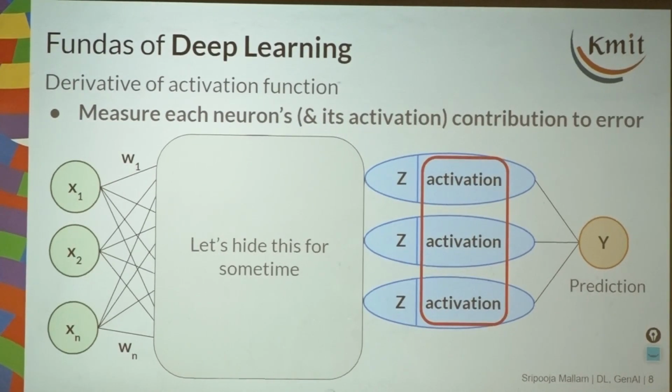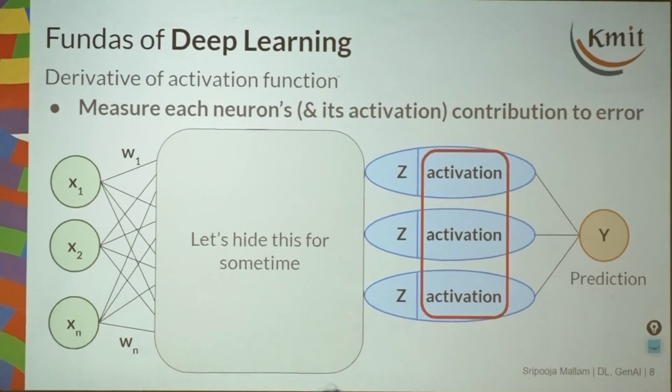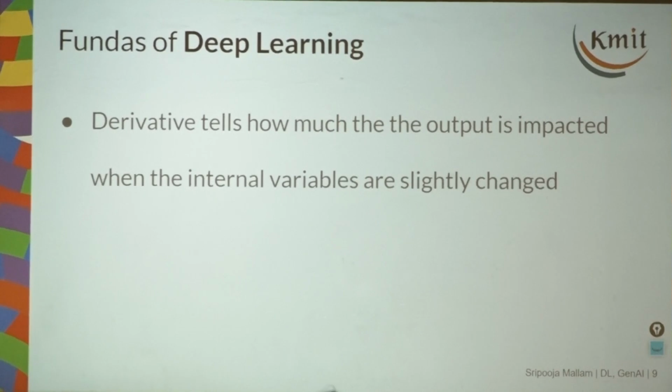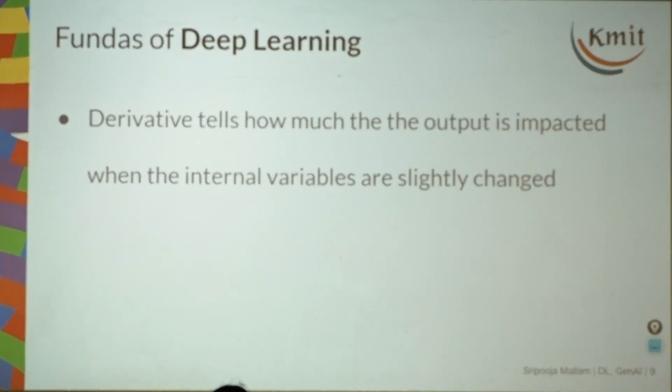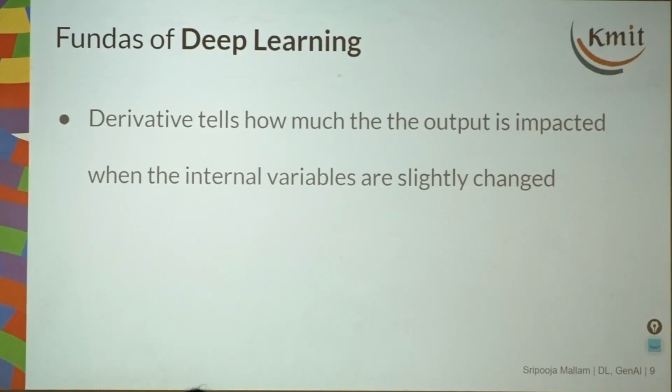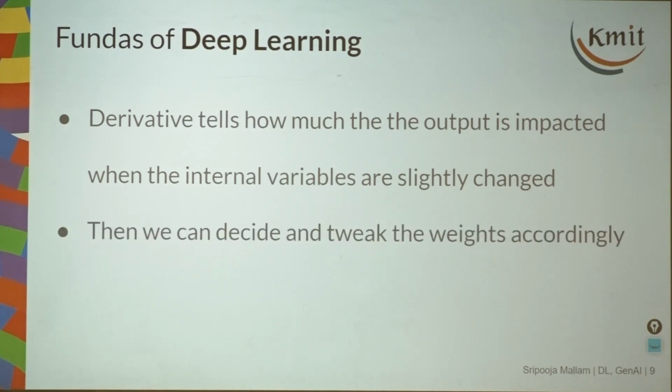So we start again with the activation layer because that is immediately next to the prediction. And again, to reiterate, derivative tells how much the output is impacted when the internal variables are slightly changed. I'm just rephrasing my statement so that it becomes easy for you all to understand. Then we can decide and tweak the weights accordingly.